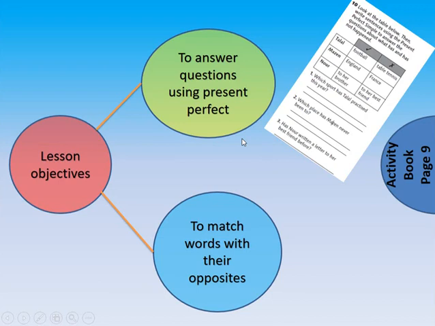Before we start with this lesson, we are going to be introduced to the main objectives of the lesson. So here we have the lesson objectives. First of all, to answer questions using present perfect. So we are going to answer questions in the activity book using the present perfect, and this is revision from the 8th grade, مراجعة للصف الثامن. And here the second objective, to match words with their opposites, antonyms, opposites, كلمات ضد بعض, we call them opposites.